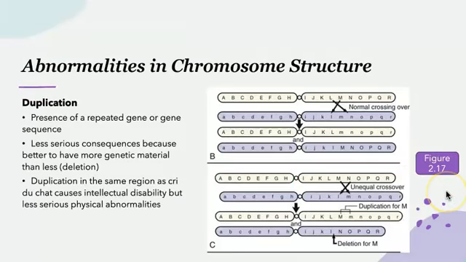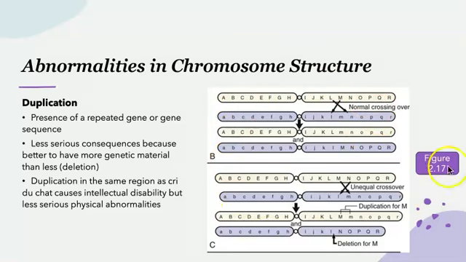16. And sometimes we can have duplication, meaning that we have the presence of a repeated gene or gene sequence. This is less serious because, as we mentioned before, it's better to have more genetic material than less, like we saw with the deletion. And duplication in the same region as Cri-du-chat causes intellectual disability, but less serious physical abnormalities.